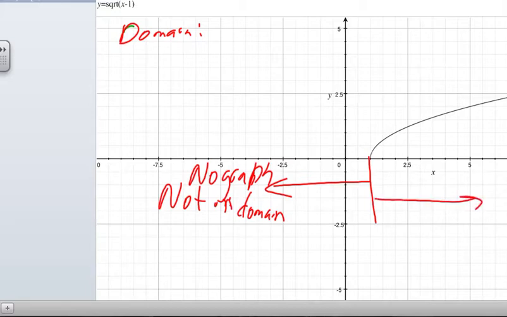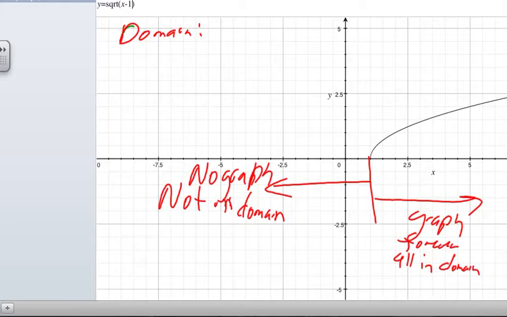Now look out here, I have graph. Forever. All are in my domain. Okay, so what we want to do then is deal with the leftmost value, where I've got it, and that is 1. And it's included. And then I notice it keeps going forever, so it's infinity. That's one way to do it. Or you can also write this as x has to be bigger than or equal to 1.